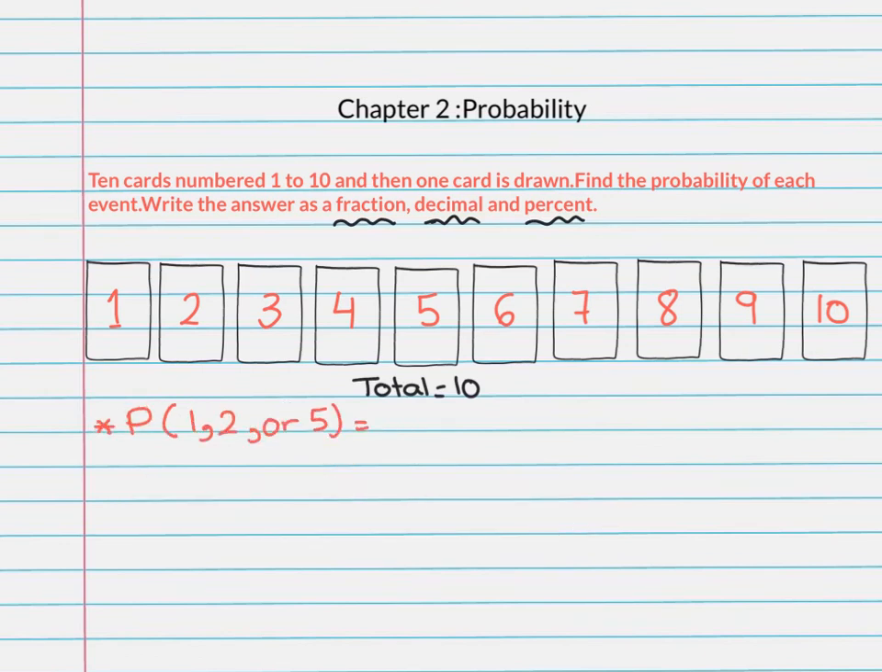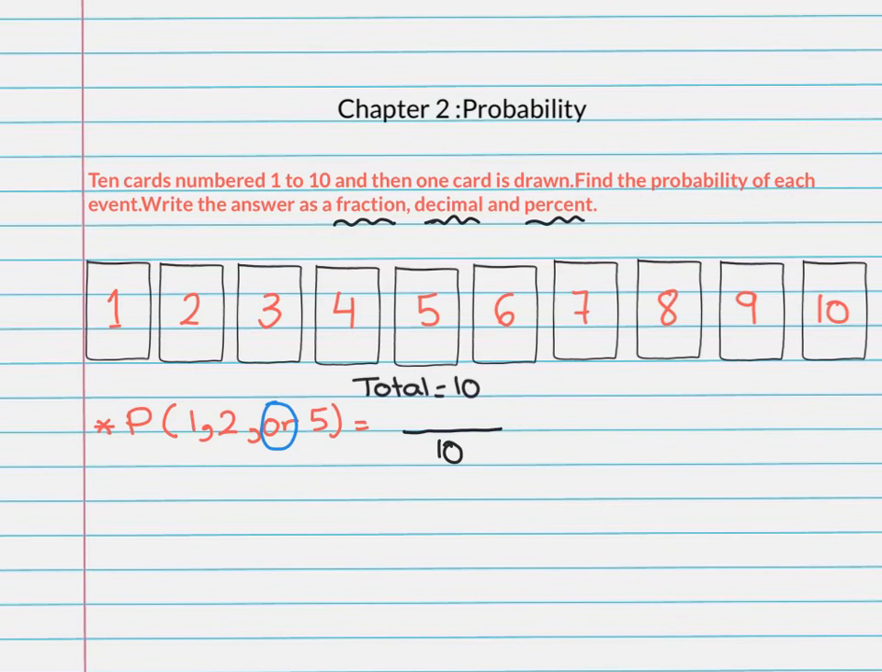Another example, find the probability of drawing a card numbered 1, 2, or 5. Remember when we explained this in our previous session, when we have "or," this means we are going to count the cards that are numbered 1, cards numbered 2, and cards numbered 5. Now, to write the probability, we write it as a fraction first. The denominator is 10, which is the total.